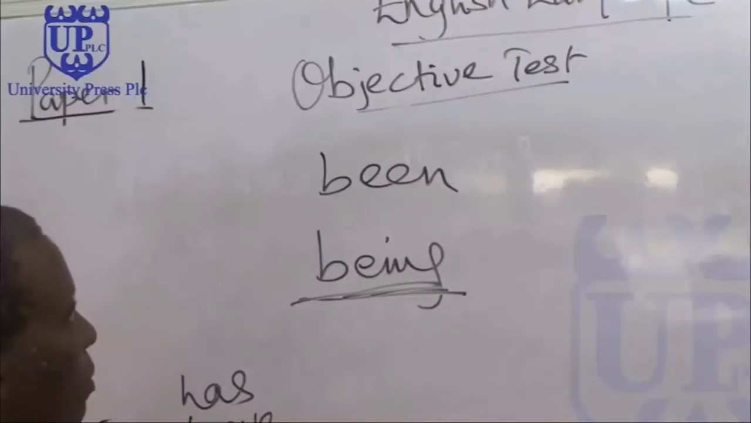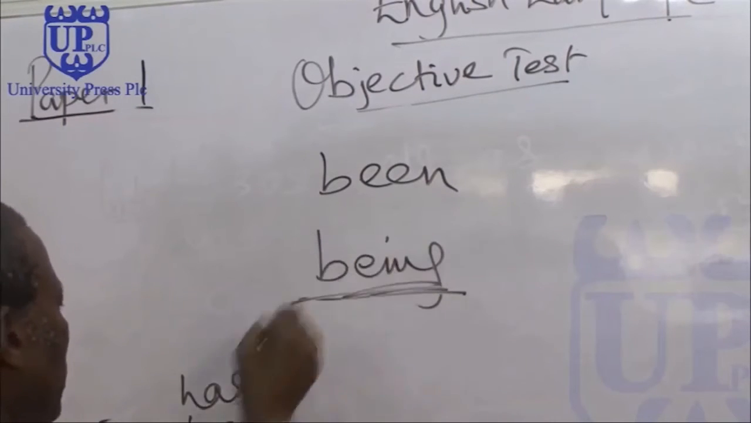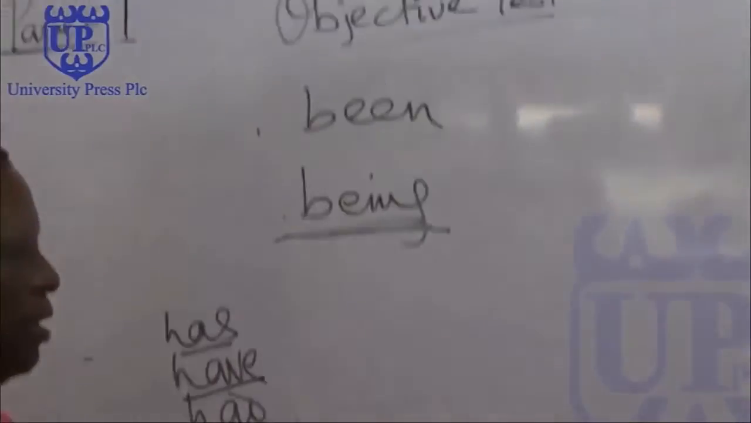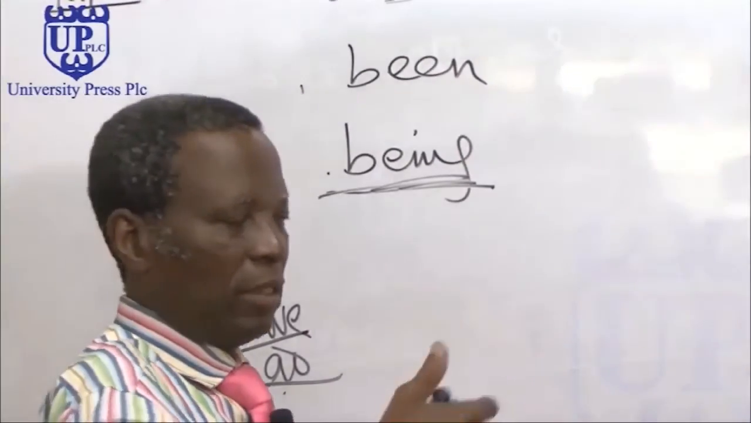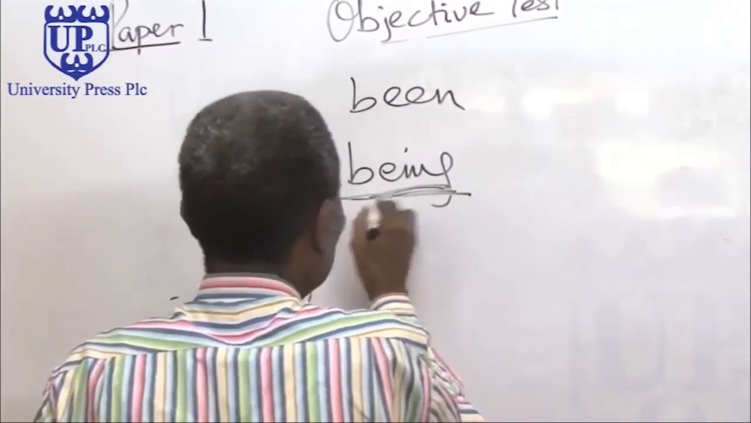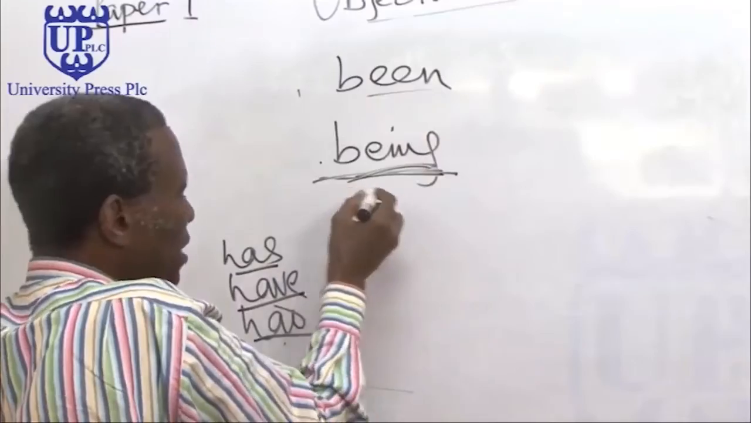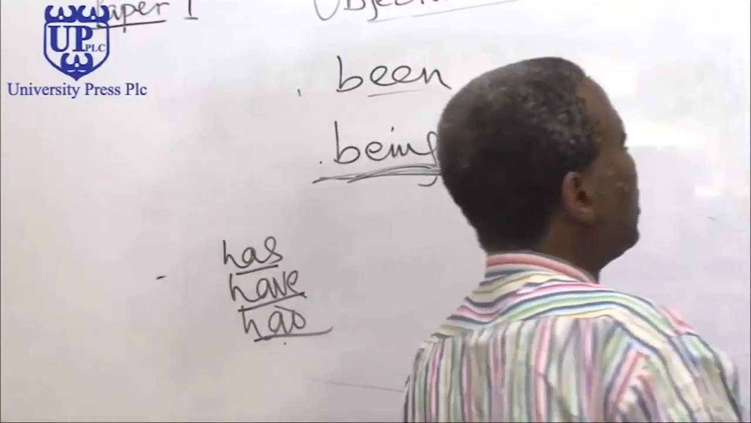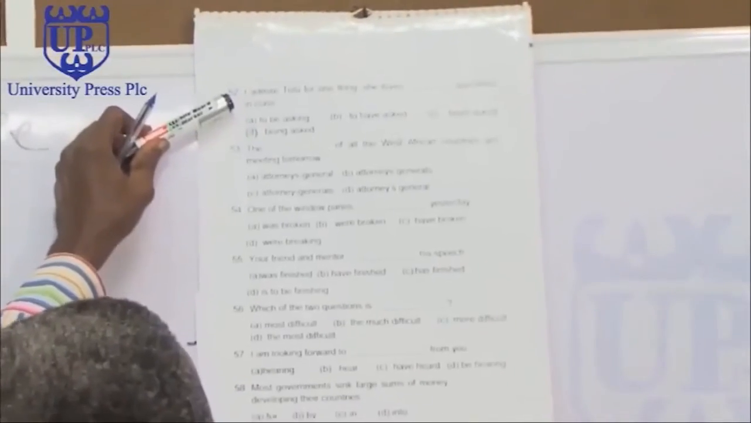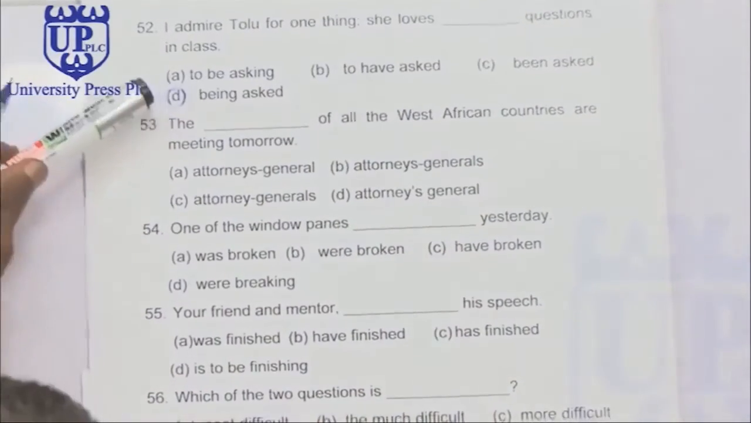Being asked questions. Some people confuse this being with been. Been, you can use has or have or had with it, but cannot use it with this one. And being means probably in a state. I can say being a student, I cannot afford to buy an iPhone. Being in that state, being a student. We cannot use this one. So take note of the difference between been and being, a state in a form. Right. So here now, for example, you have in number 52, I admire Tolu for one thing. She loves being asked questions in class, not been asked questions. Being asked, that thing, that state, that process.